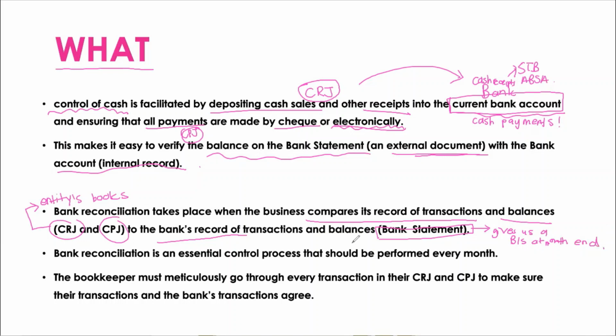The bank reconciliation is an essential control process that should be performed every single month. The bookkeeper must meticulously go through every transaction in the CRJ and CPJ to make sure that the transactions and the bank transactions agree. So we want our bank account to agree with our bank statement.